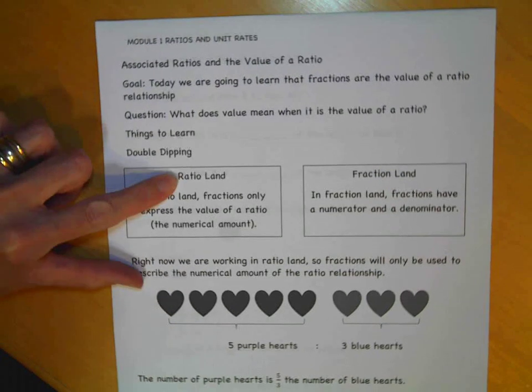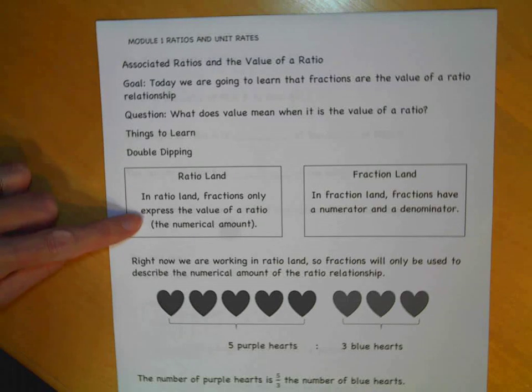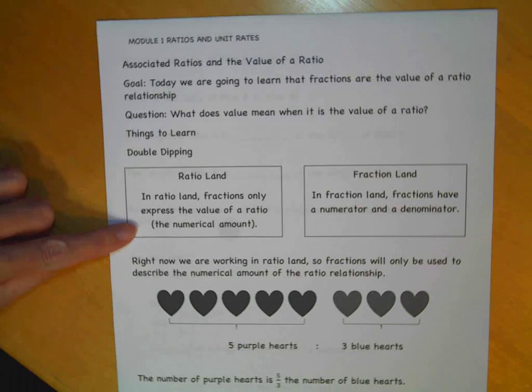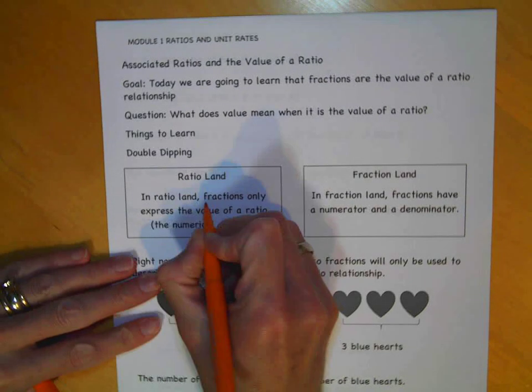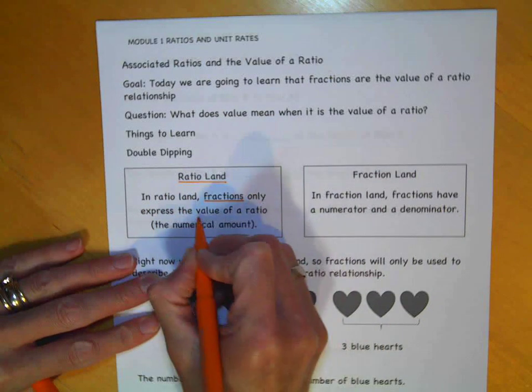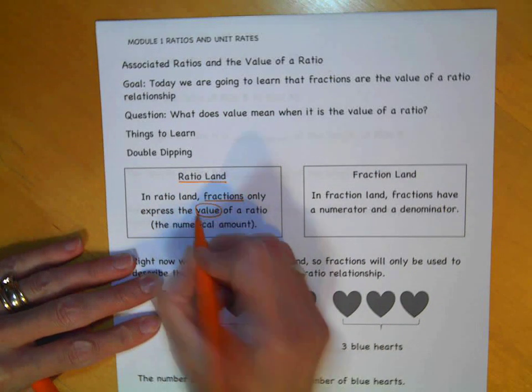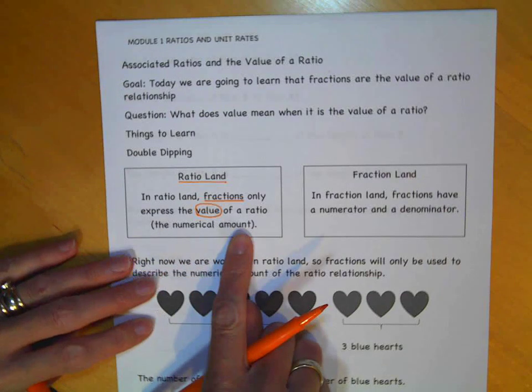So I've created two lands for you. In ratio land, fractions only express the value of a ratio. The value of a ratio, okay? So be very careful. Fractions, when you're living in ratio land, they only express the value. And value means the numerical amount, okay?